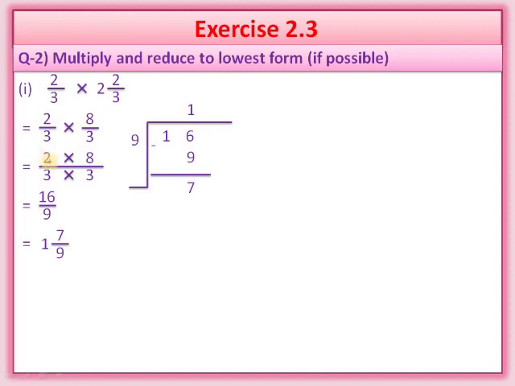Understood? Directly we will multiply all the numerators and all the denominators. Okay? So 2 multiplied by 8 upon 3 multiplied by 3. So 2 times 8 is 16 upon 9. So beta, it is your improper fraction. So here I have done 16 divided by 9. So 9 times 1 is 9. Okay. So 16 minus 9 is equal to 7. So 1 integer 7 upon 9. Okay. So it is your answer.